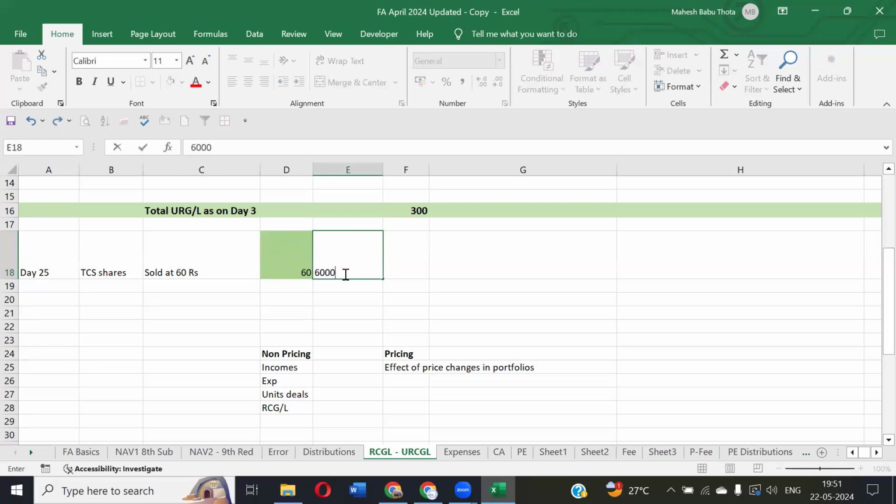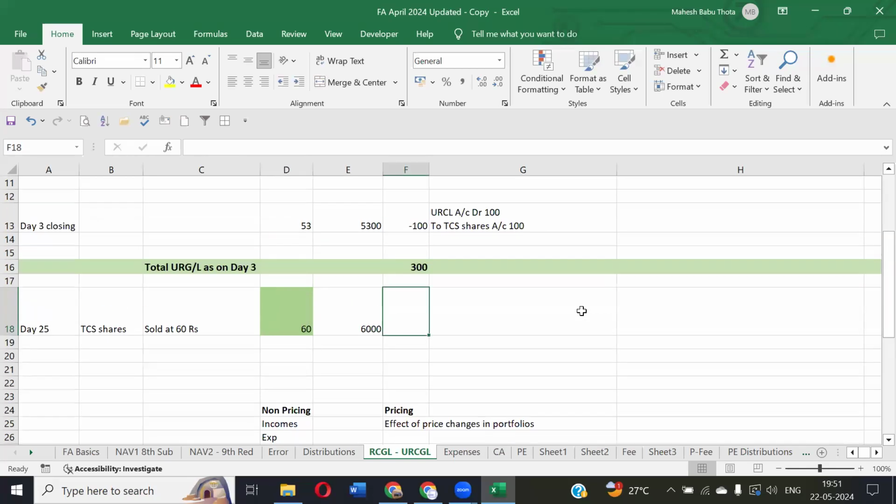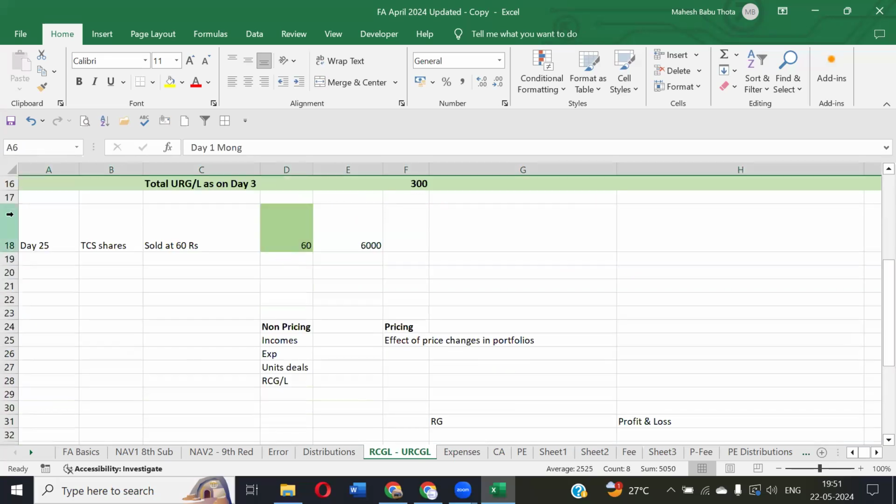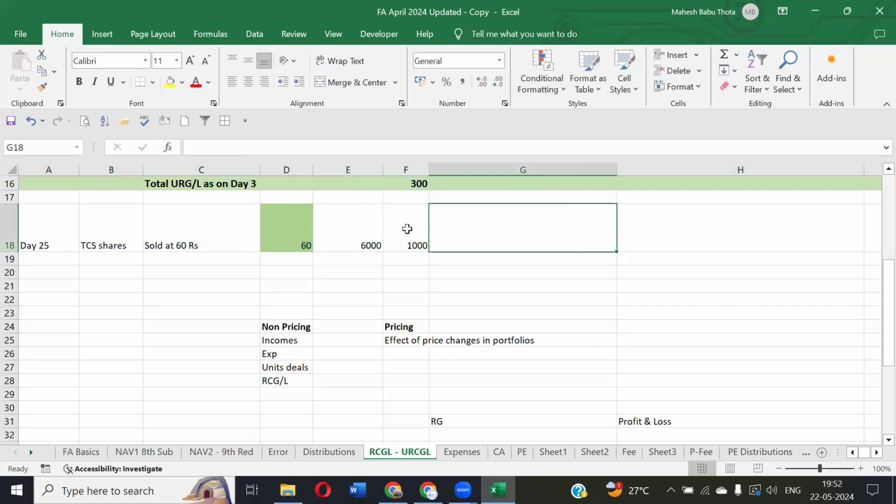So totally we are selling it for 6,000 rupees. 100 shares into 60 rupees. So what is the gain here? 1,000 rupees. At what price you purchased? 50 rupees. So we realized at that 60 rupees, 6,000 rupees. The difference of 1,000 rupees is the realized capital gain.